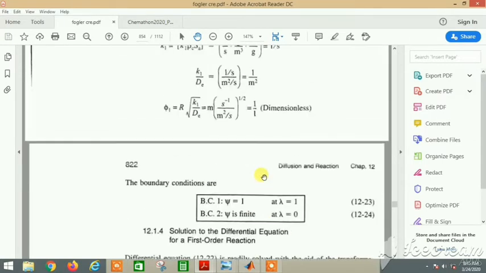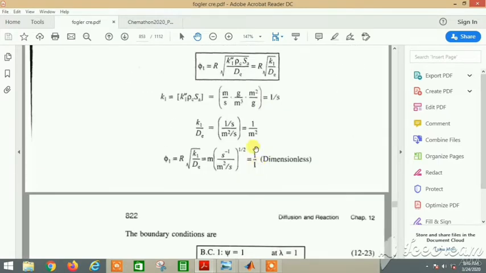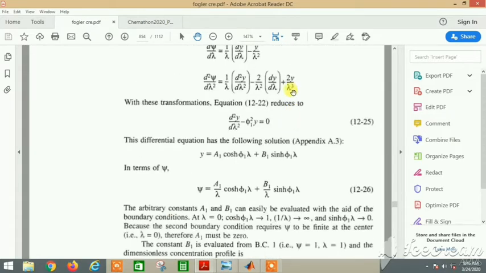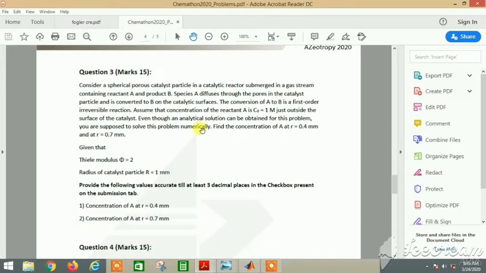Now we see that we need to solve this in MATLAB so that we can get a psi versus lambda equation. Fogler has already solved it, and they have arrived at this equation. This is our analytical solution. We will quickly see what is to be done in MATLAB.